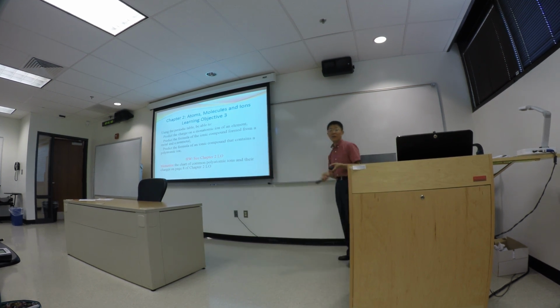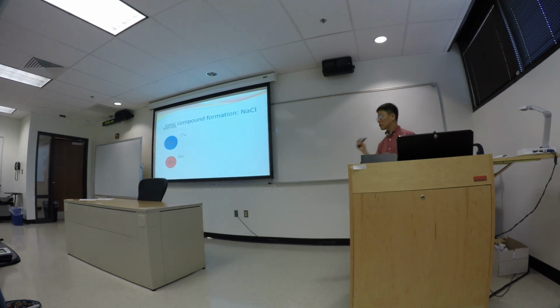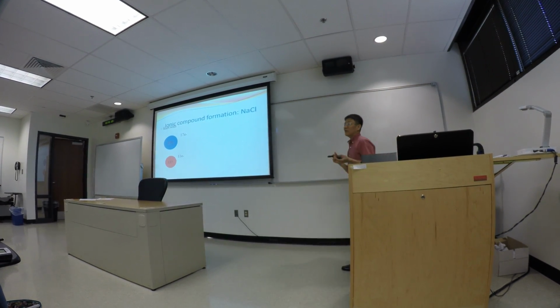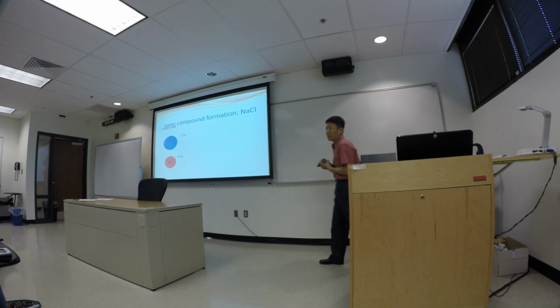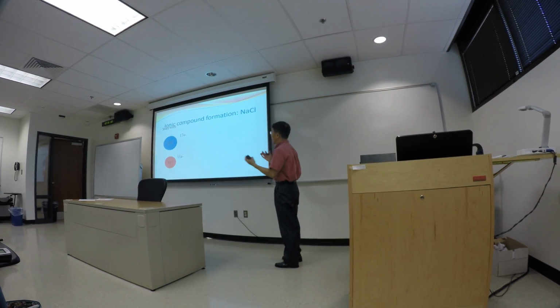And on page 8 of the chapter 2 learning objective there. So we saw this in the previous section, the formation of cations and anions. Now that's for each individual element, atoms of each individual element. Now, when we form an ionic compound, what happens in terms of the electron transfer?